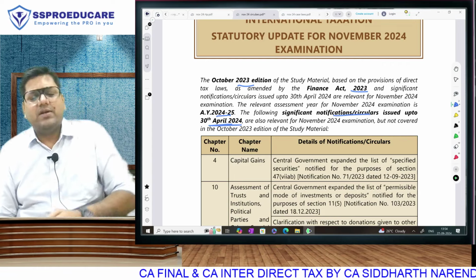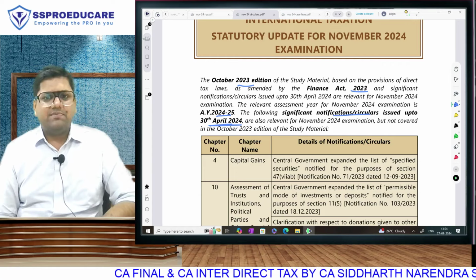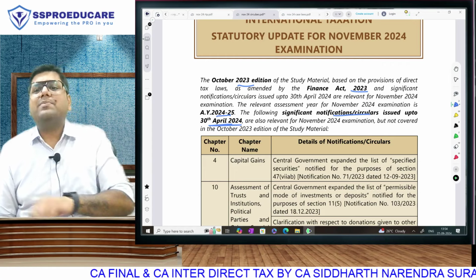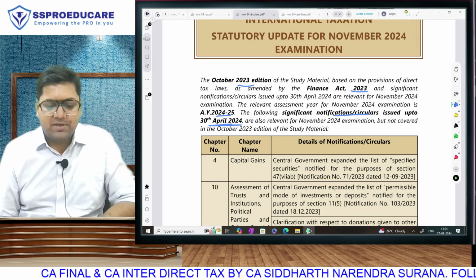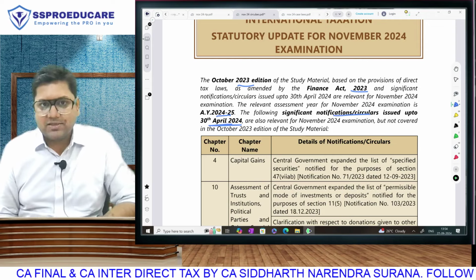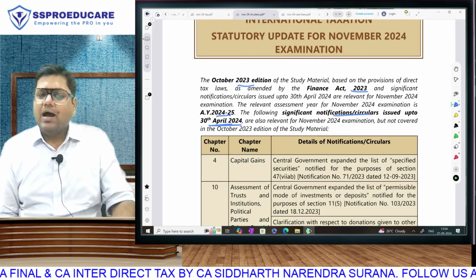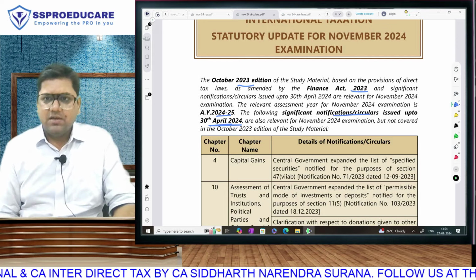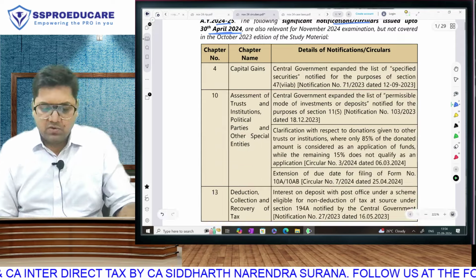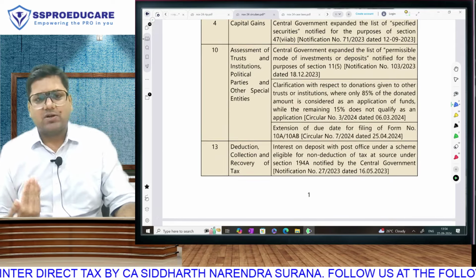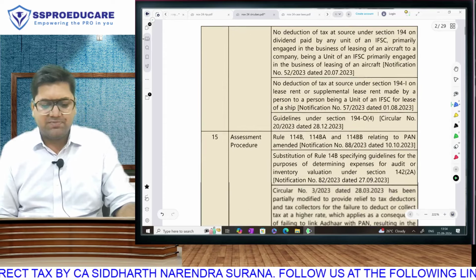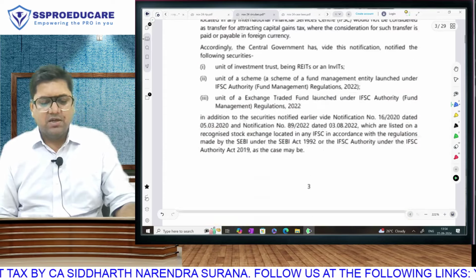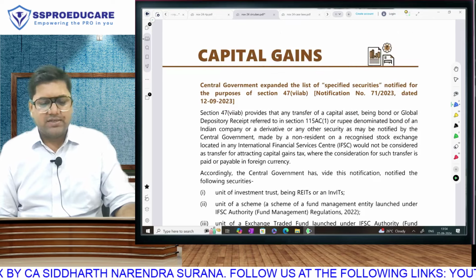While they have incorporated almost everything that the government has released, only some of them can have an impact on your sum solving and your examination approach. Whichever circular has an impact on your examination approach, I have highlighted. So as we proceed in this PDF, you may kindly take note. First, they have given an index of the things they have covered: something in capital gain, something in charitable trust, something in TDS, something in assessment procedure, something in tax audit, something in non-resident taxation.